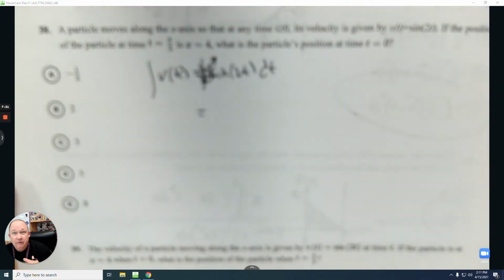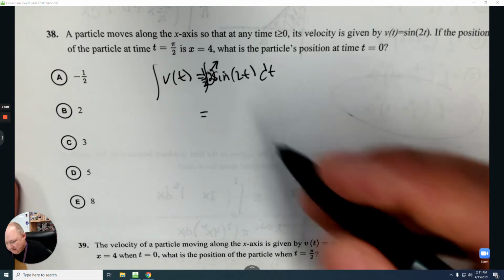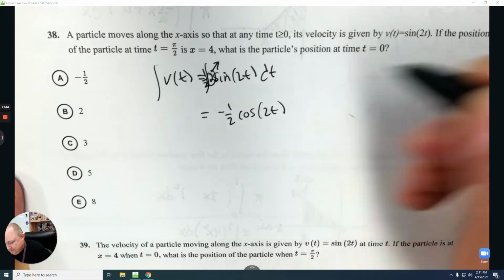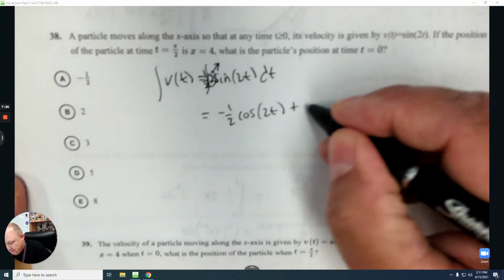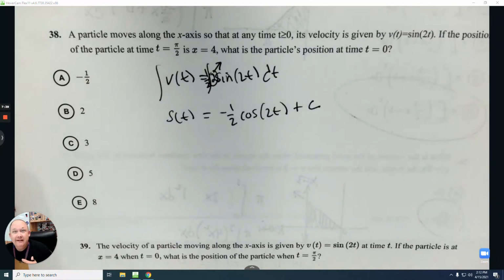Now I need to know the antiderivative rule for sine, and that's negative cosine. So I'm going to write down negative cosine with a 1/2 in front. And of course I need a plus c, and that's the position equation. So integrating velocity gives you position.